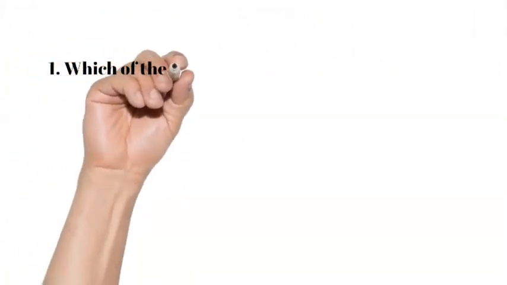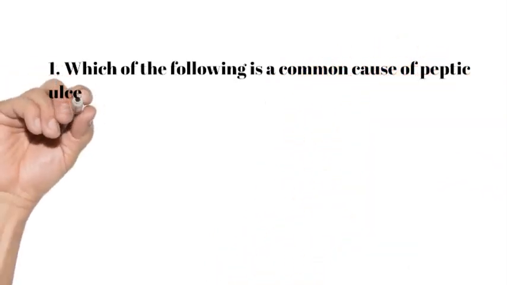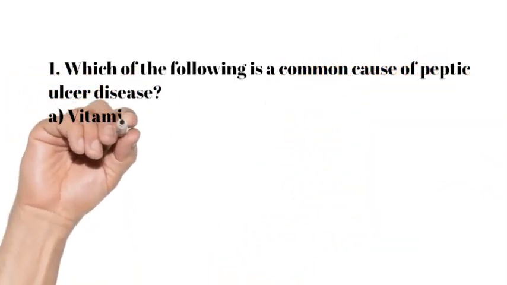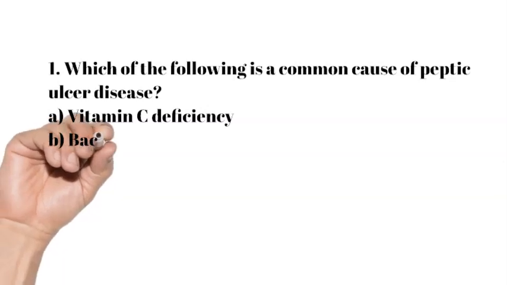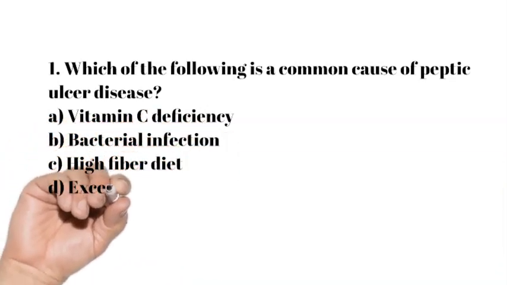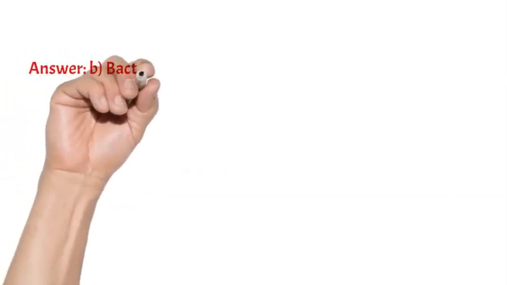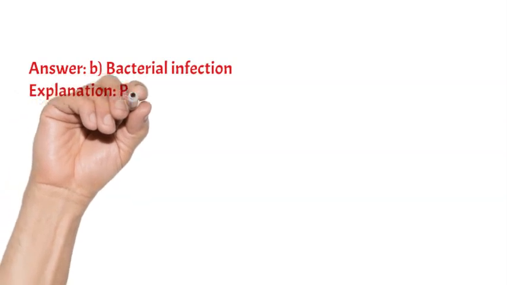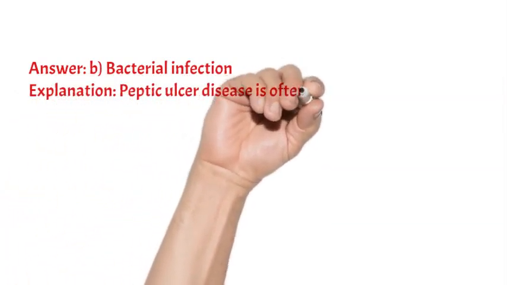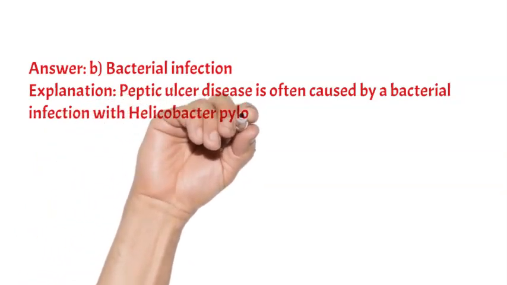1. Which of the following is a common cause of peptic ulcer disease? A. Vitamin C deficiency. B. Bacterial infection. C. High-fiber diet. D. Excessive alcohol intake. Answer: B. Bacterial infection. Explanation: Peptic ulcer disease is often caused by a bacterial infection with Helicobacter pylori.